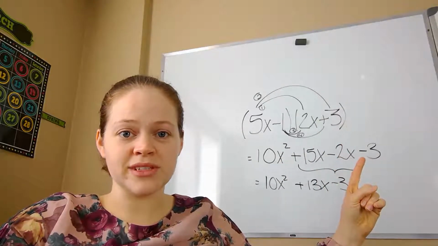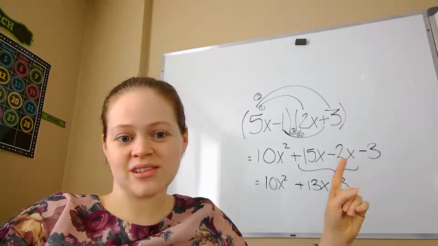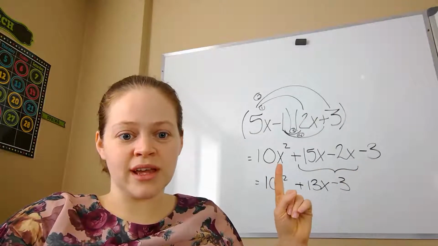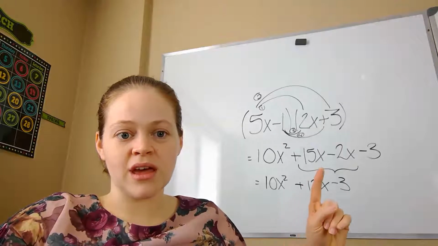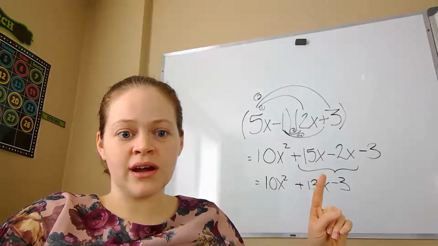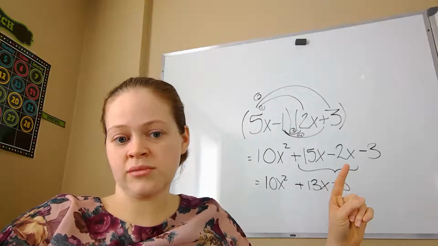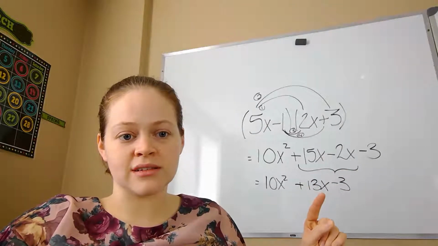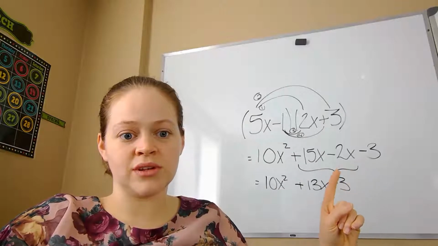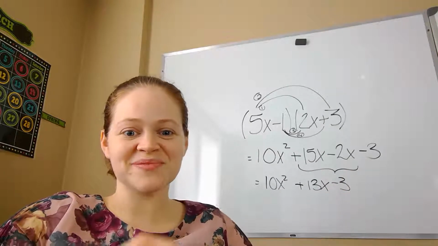From there, we just need to combine our like terms. There's no other term like x squared, so we just put the 10x squared down here. Then we combined our 15 and 2 because they both have just an x, and so that became 13x. Then we're left with negative 3, and so we just take that on the end.